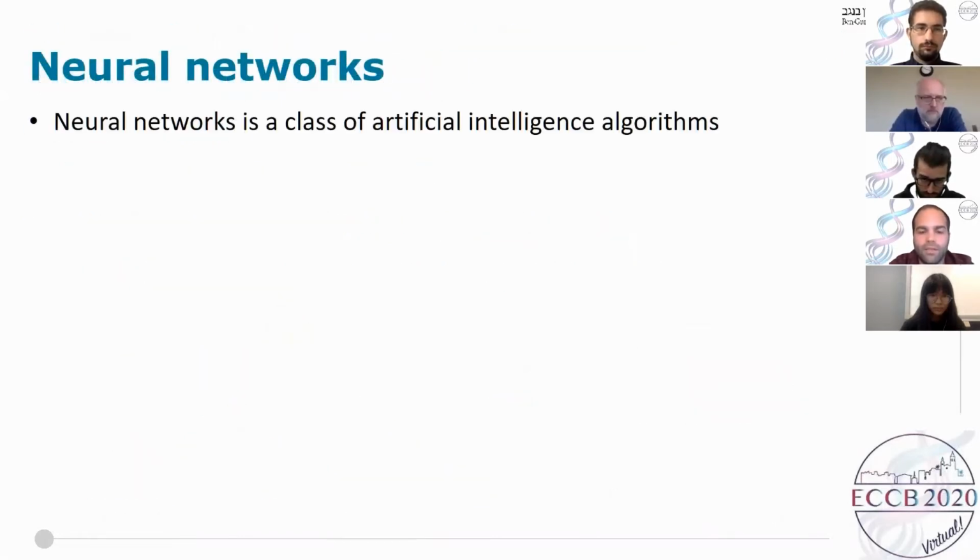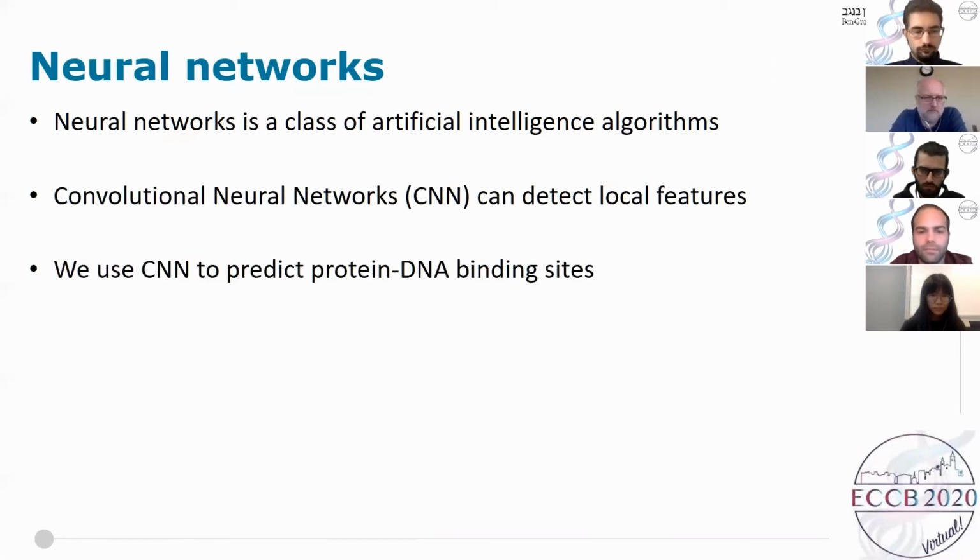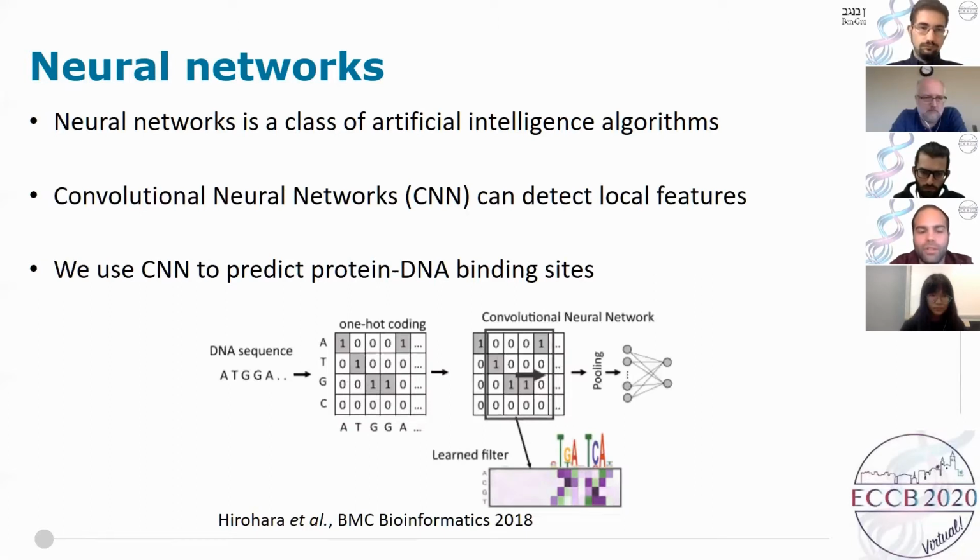Artificial intelligence brought bioinformatics significant breakthroughs. Artificial neural networks are just a subclass of artificial intelligence algorithms. Convolutional neural networks, or just CNNs, are a subclass of artificial neural networks and can detect local features using dimensionality reduction. We can use convolutional neural networks to predict protein to DNA binding sites. This can happen by converting each DNA sequence into a one-hot encoded matrix and then detecting its local features using the convolutional kernels, as you can see down below.